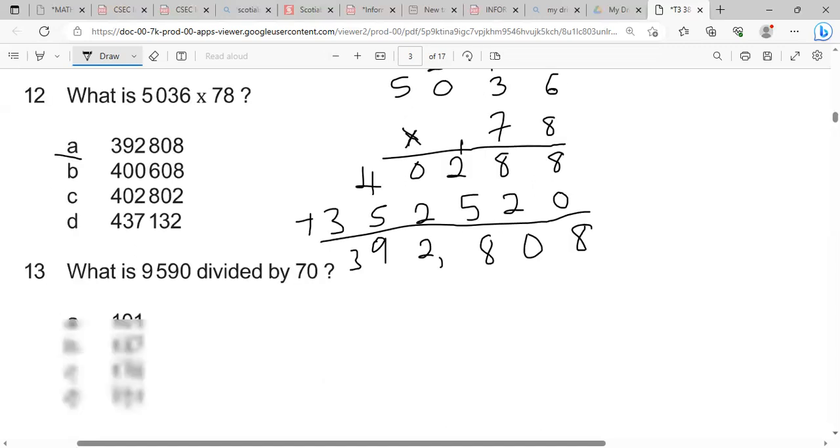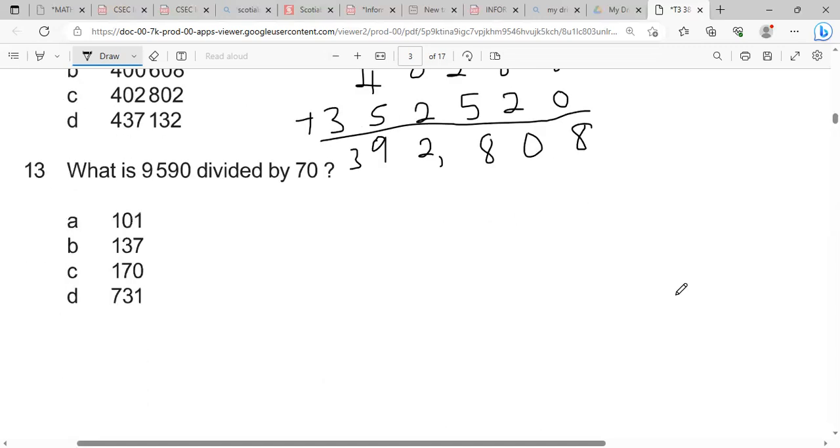This one says, what is 9,590 divided by 7? Go ahead and work out that one, guys. What's the answer?